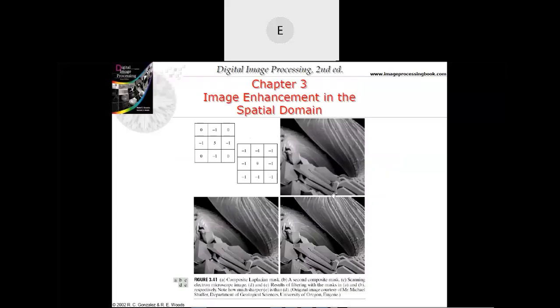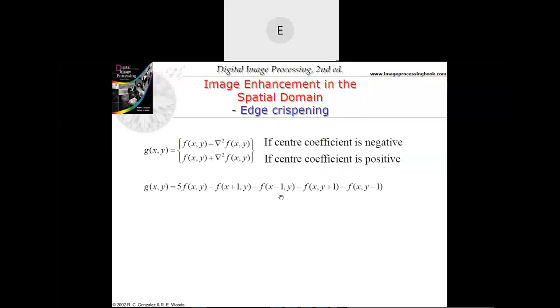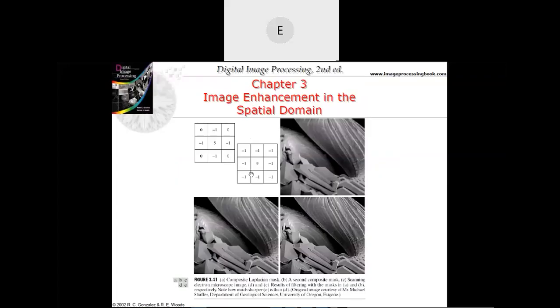So I think there is an example image given here. You can observe that the center pixel is plus 5 now, and the others are minus 1. If I also consider the diagonal neighbors, the center pixel is plus 9 and the others are minus 1. So this is a Laplacian mask.